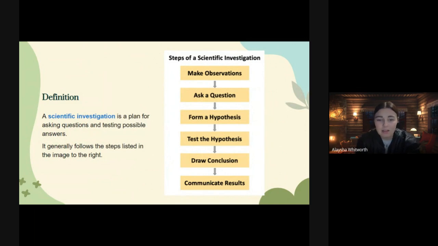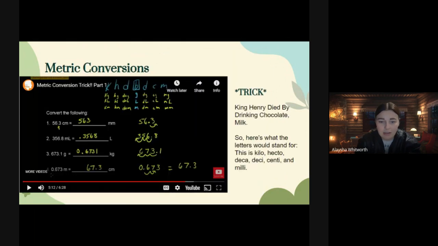Then we start to do a little research, figure out what's happening. So we're going to predict what's happening. And then the fun part is testing out to see if we can get the answer to it or not. And we draw our conclusion, we accept our hypothesis or decline our hypothesis, and then we communicate our results.